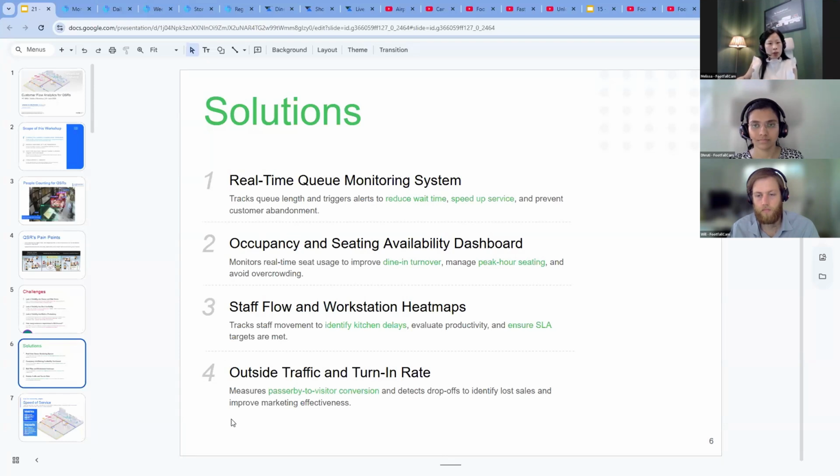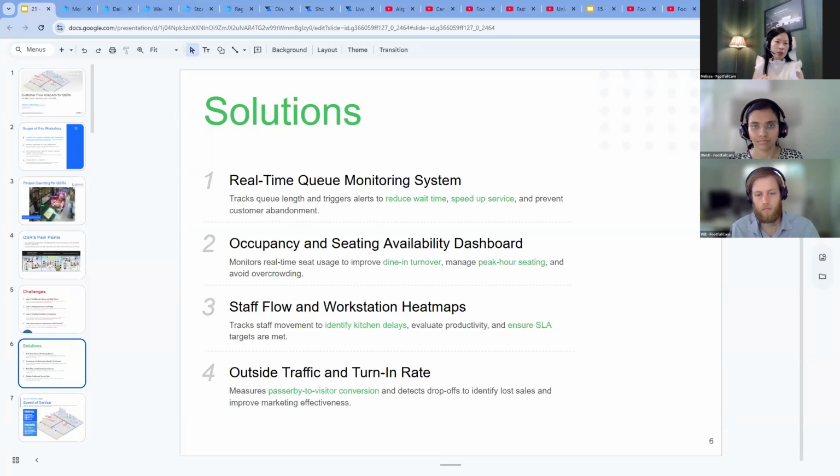The fourth, of course, is outside traffic and conversion rate monitoring. We're measuring how many people are passing by your store outside versus how many actually come in. This is essential in understanding impulse buying behavior, especially in fast food settings on the main streets. So it helps to evaluate the efficiency of your signage, the visibility of the store, and marketing campaigns that you might be running.